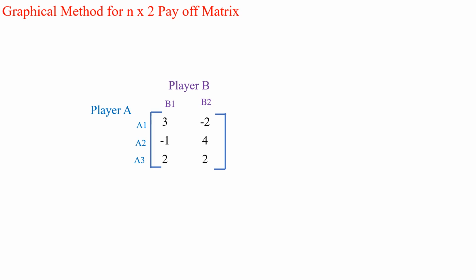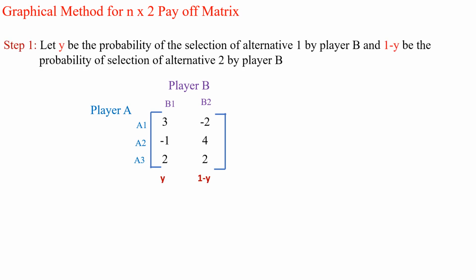Now we solve the 3 by 2 payoff matrix by the graphical method. In the previous lectures, we already discussed the graphical method to solve the n by 2 payoff matrix. The first step is, let y be the probability of selection of alternative 1 by player B and 1 minus y be the probability of selection of alternative 2 by player B.